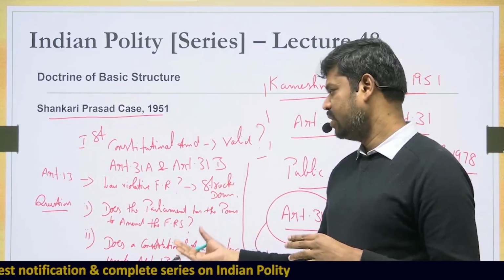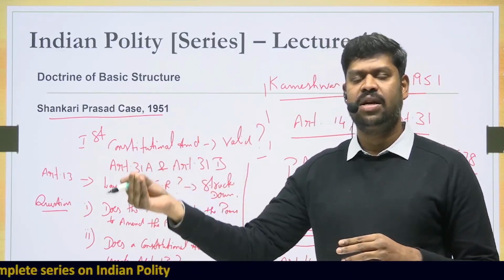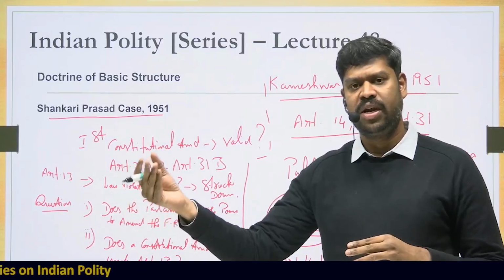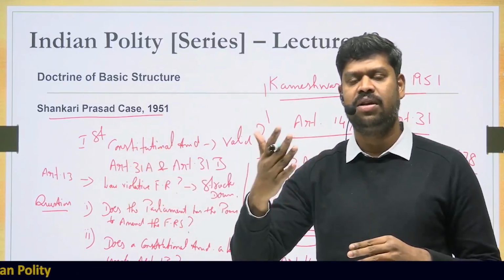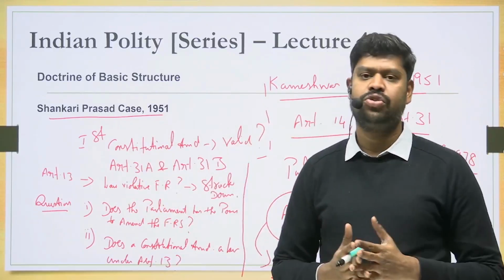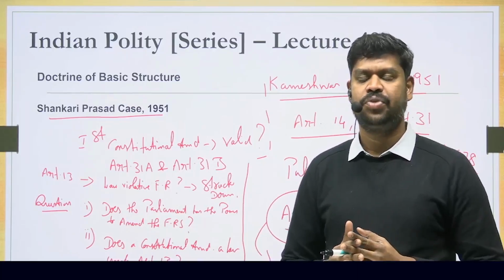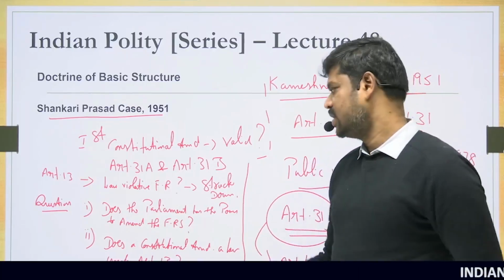So he is trying to convince the court that by a constitutional amendment, that is by inserting Article 31A and Article 31B, they are trying to take away my other fundamental rights like Article 14, 19 and Article 31. Therefore, this First Constitutional Amendment Act should be declared to be invalid under Article 13 of the Constitution. So now the court has to answer both these questions.